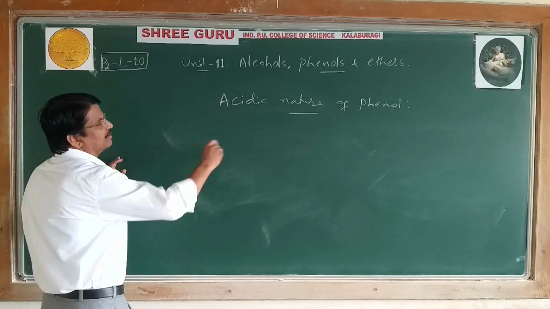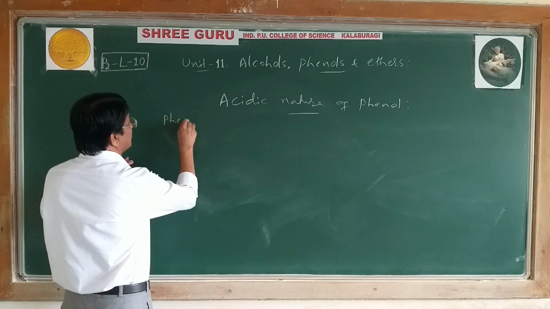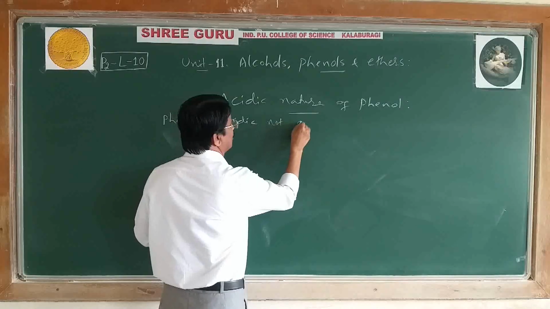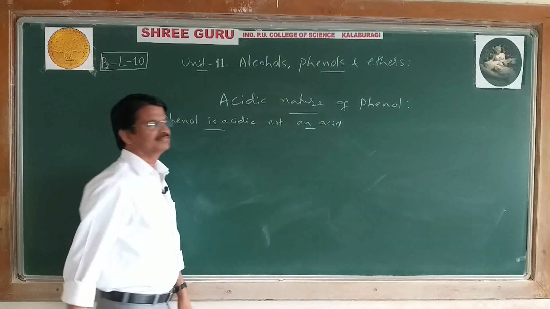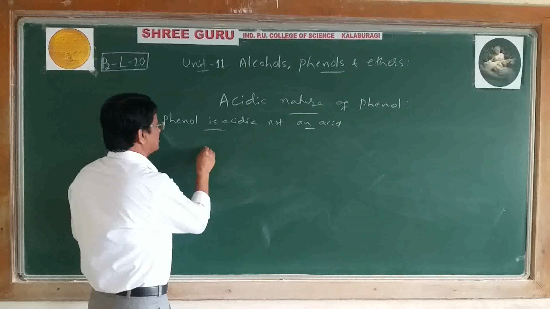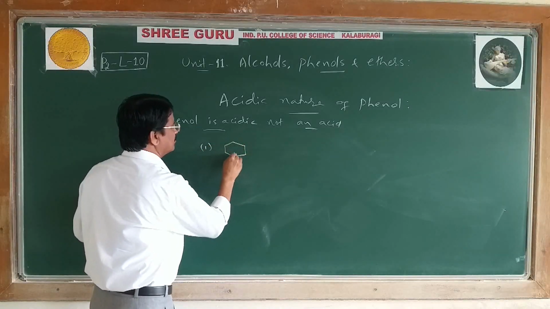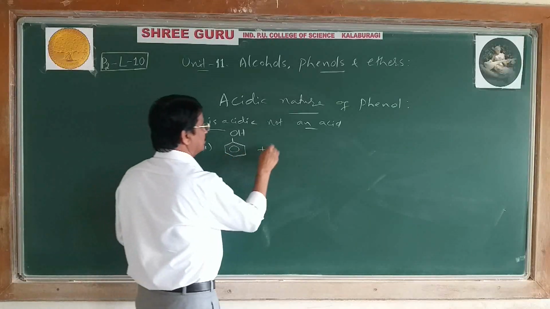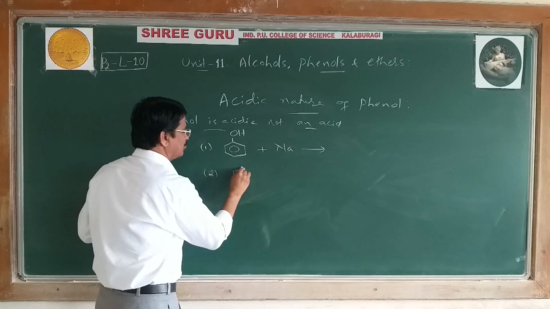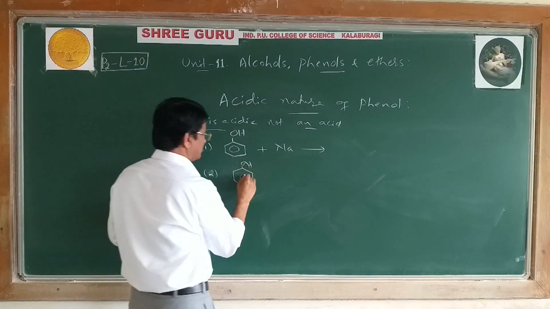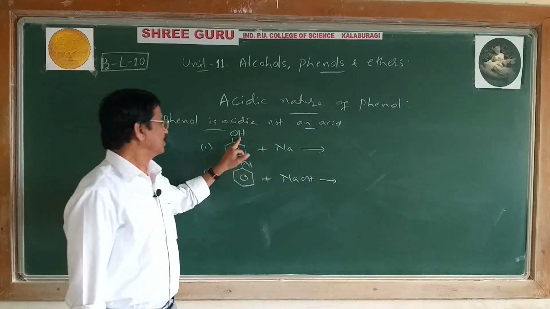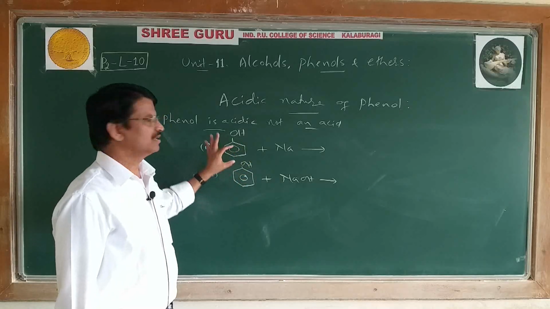Now, phenol is acidic, not an acid. But how to prove acidic? First reaction, phenol reacts with sodium metal. Second reaction, phenol reacts with sodium hydroxide. ROH, here R equals aromatic ring, or ArOH.